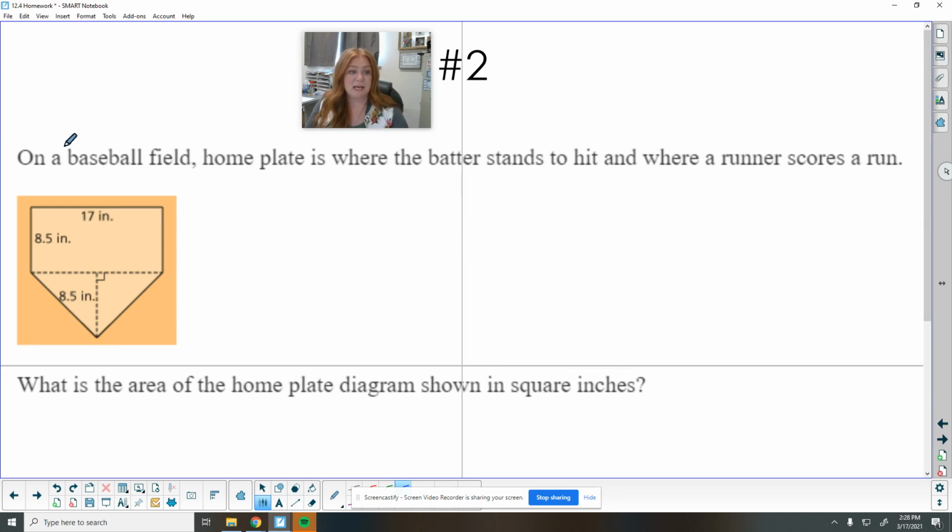Number 2 tells us that on a baseball field, home plate is where the batter stands to hit and where a runner scores a run. What is the area of the home plate diagram shown in square inches?